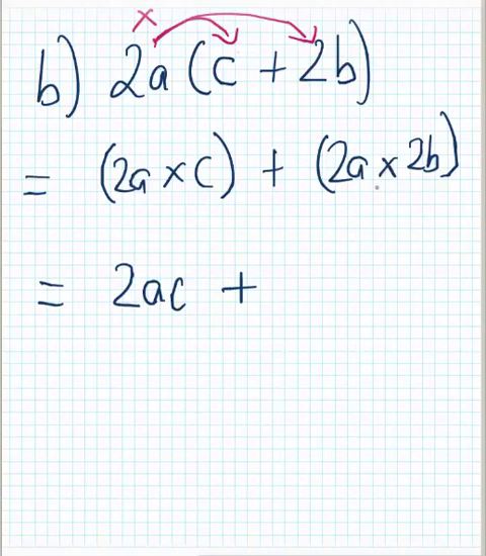Let's first take care of our numbers. 2 times 2 is 4, and A times B is just AB. Can we add these together? AC is different to AB. They're not like terms, so that's our final answer.